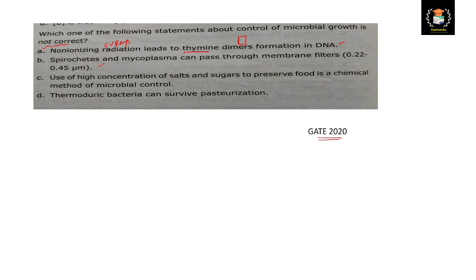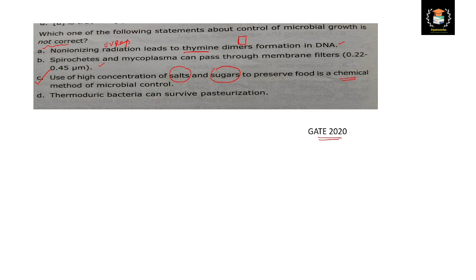Then, use of high concentration of salts and sugars to preserve food is a chemical method of microbial control. Are salts and sugars chemicals? No, right? So salts and sugars are not chemicals. So from this you can easily eliminate this option. Using salts and sugars is a method of preservation, but it is not a chemical method of preservation.